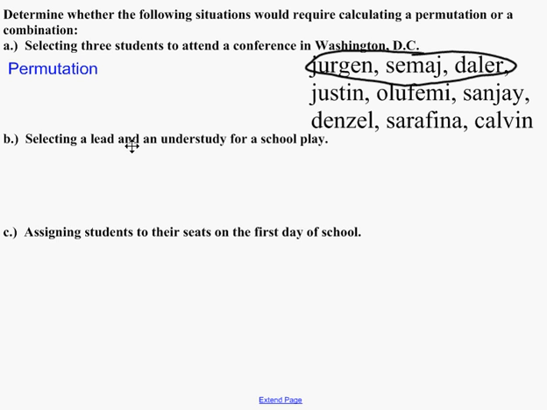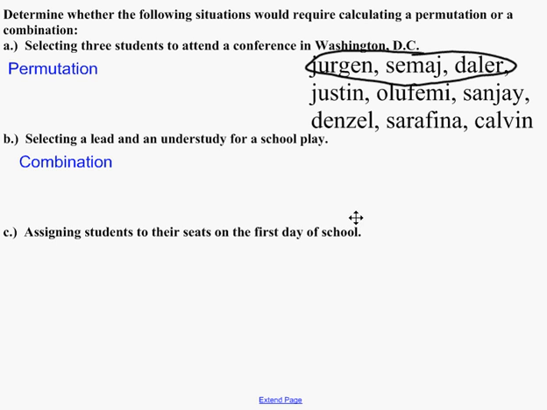Selecting a lead and an understudy for a school play. Does the order matter? Does it matter who is the lead and who is the understudy for this school play? Yeah, it does. It does make a difference because if you're the lead, you have to be the first pick. If you're the understudy, then you're the second pick. So the order matters. It's a combination.